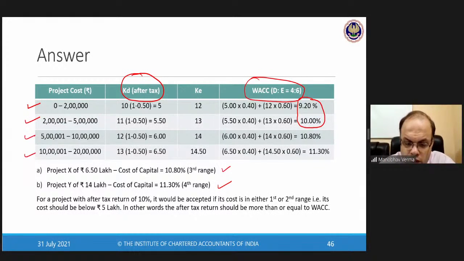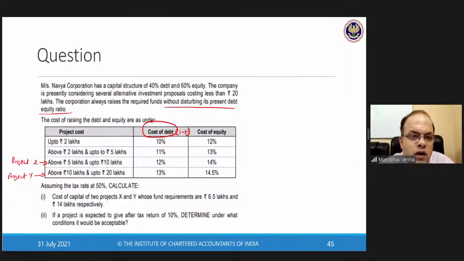Let's see what the responses are for this. Kamal says, but 6.5 exceeds 20. What do you mean by that? So these are 2 separate projects, right? 6.5 was for one and 14 for the other. Kamal, I think where you missed out was that we are talking about 2 separate projects respectively. So we're not adding them up. So don't do that. Okay.